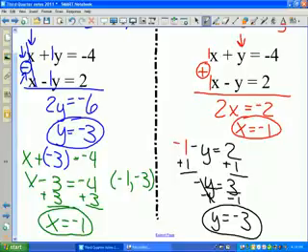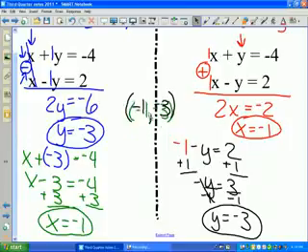What do you notice? Because my point of intersection is negative 1, comma, negative 3. What do you notice? Come on, share. They're not perfectly lined up, but you get the same answer. So in this case, it all depended on what you wanted to eliminate.